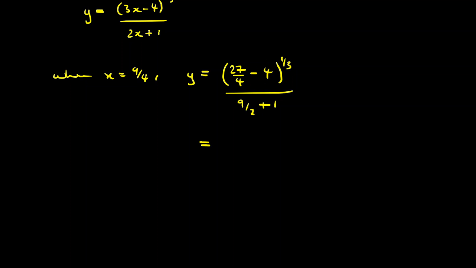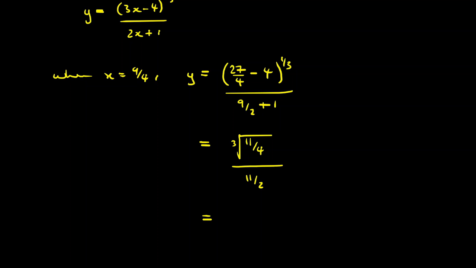With the term here, I can combine this. The 4 here I can rewrite as 16/4, and 27/4 minus 16/4 is 11/4. We've got 11/4 to the power of 1/3, which is the same thing as the cube root of 11/4. And on the bottom, we can combine the fractions. I can think of 1 as being equal to 2/2. So 9/2 plus 2/2 is 11/2.